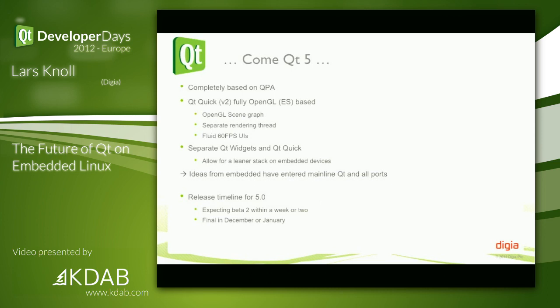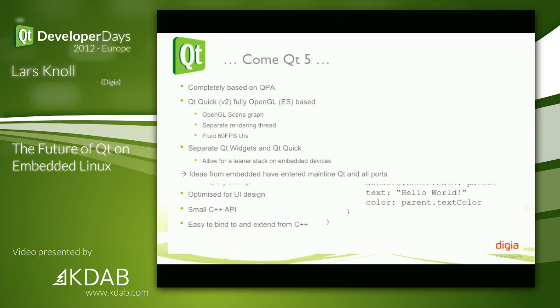And we separated Qt widgets and Qt Quick, so that it is possible to do a leaner stack on embedded. If you only use Qt widgets on embedded, you can do that, and then you get a leaner stack. If you only use Qt Quick, you also get a leaner stack, because on these devices, usually you don't mix these two things. So, as I said, all the ideas we had from embedded have now entered the mainline Qt and all ports. I talked about the release timeline earlier.